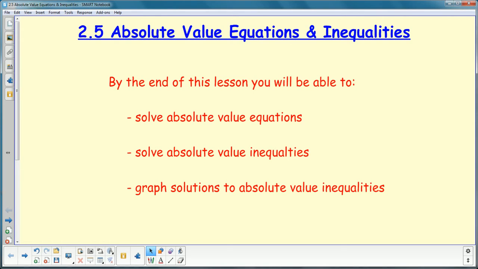Alright, Common Core Algebra 1, here we go for our last section in this unit. So this will be the last video. 2.5 is all about absolute value equations and inequalities. So by the end of the lesson, we'll be solving absolute value equations and inequalities, and then also graphing their solutions.